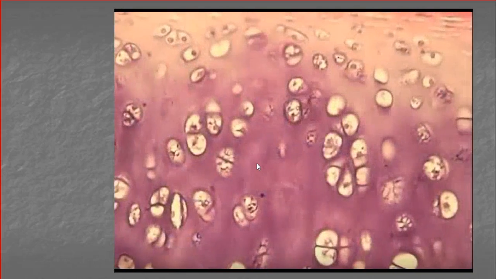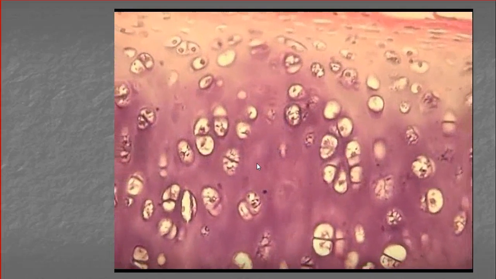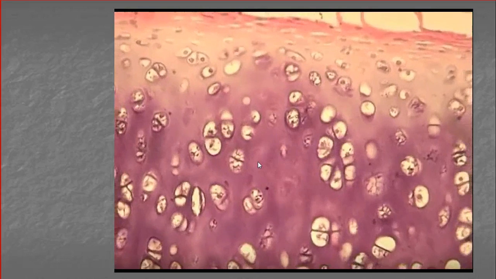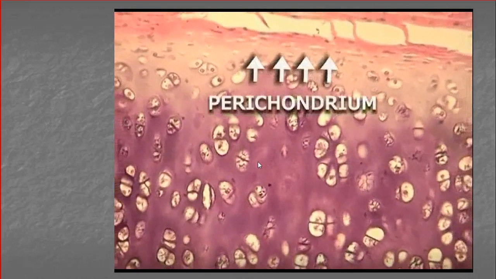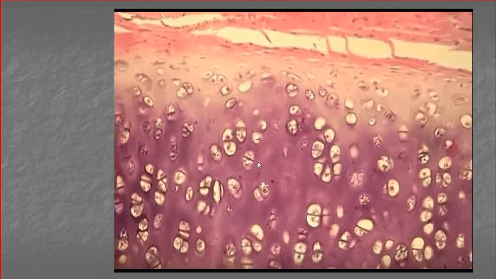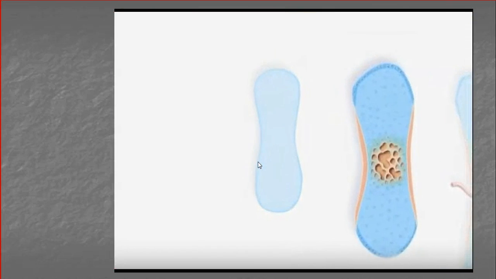As with other hyaline cartilage tissues, chondrocytes are trapped in lacunae, and a perichondrium surrounds the model. The next stage begins when chondrocytes within the center of the model hypertrophy.